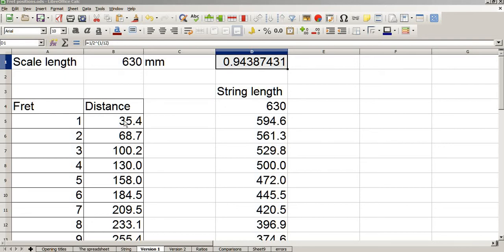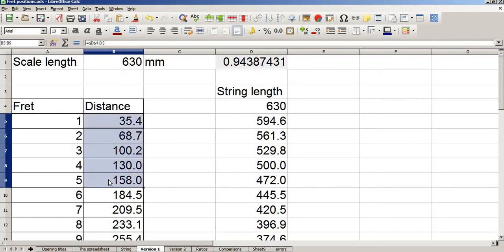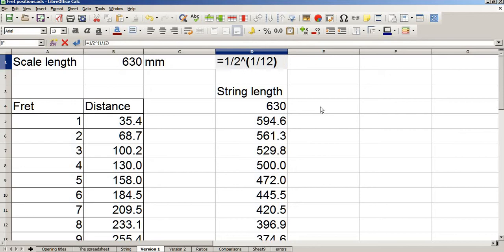Hello. In my first video, I showed you how to create a spreadsheet that would calculate fret locations based upon 1 divided by the 12th root of 2. Traditionally, guitar makers have used the so-called rule of 18, simply because in the days before calculators, working out a ratio like this is very difficult to do. Let's see how using the rule of 18 affects string distances as calculated by the spreadsheet.